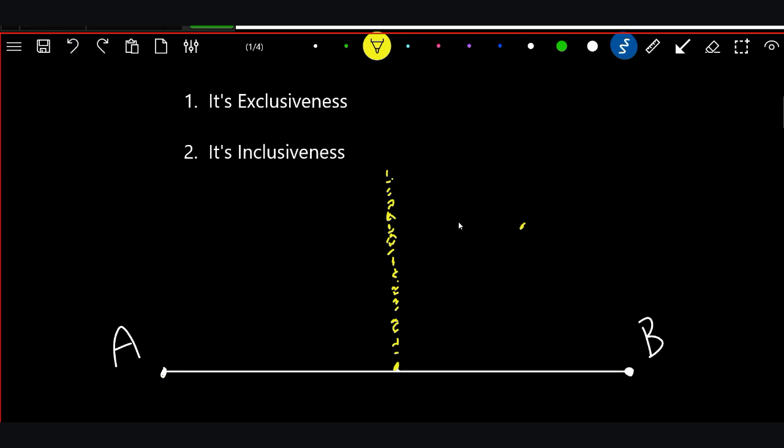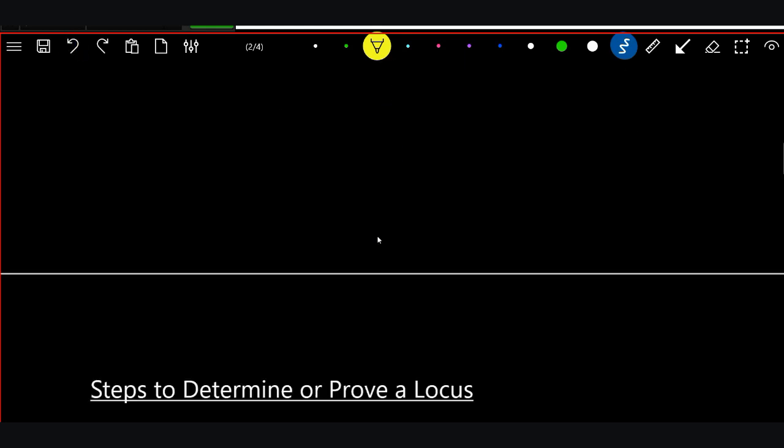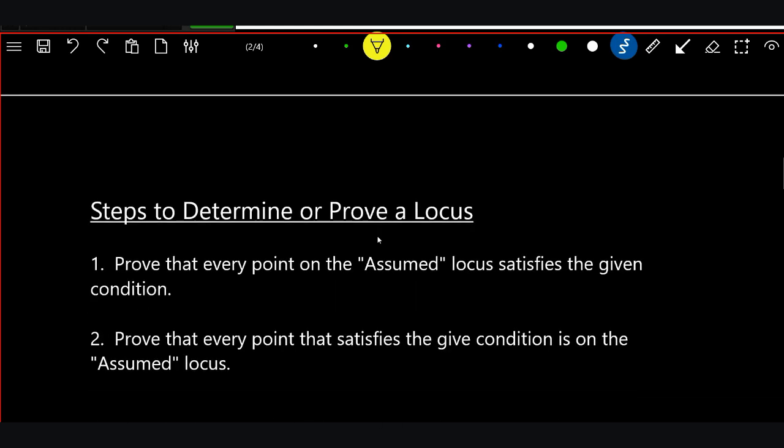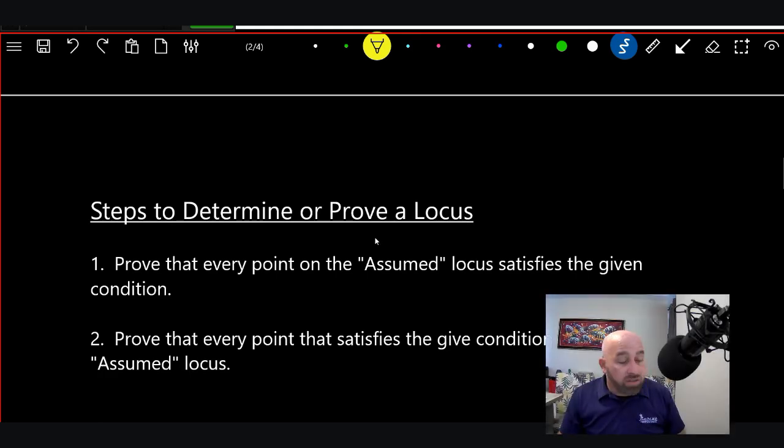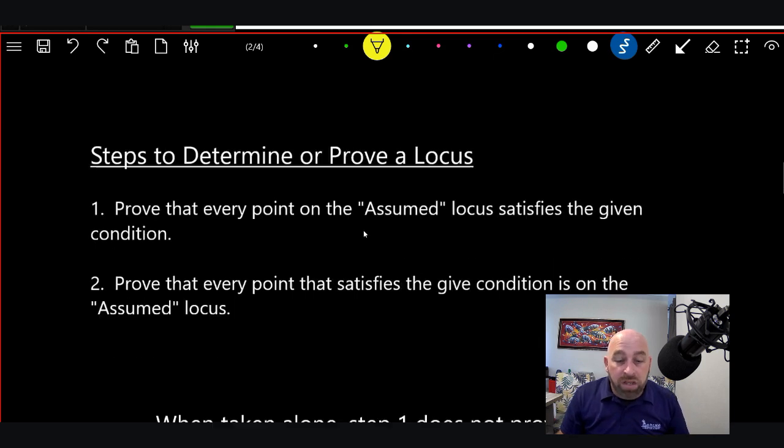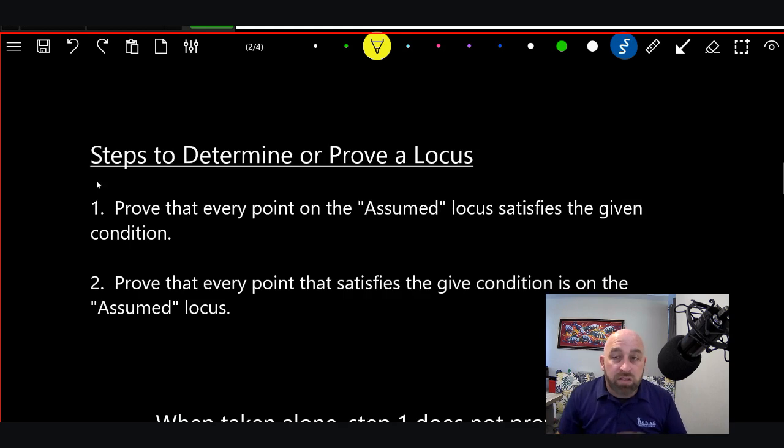Now, let's go down here and let's look at a couple different things. This is on page number 174. This is actually lesson 3.30. Steps to determine or prove a locus. Step number 1. Prove that every point on the assumed locus satisfies the given condition.